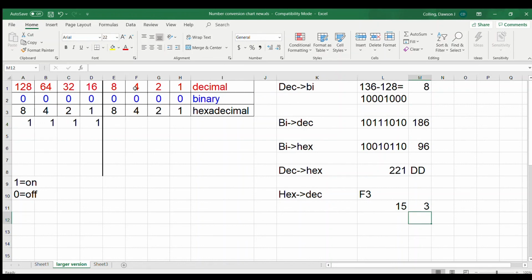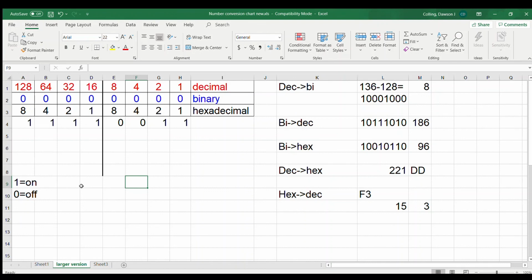8 and 4 cannot be subtracted from 3 without being a negative number, so those two will be a 0. 2 can be subtracted from 3 and still get a positive number, so that's a 1. And 3 minus 2 is 1. 1 minus 1 is 0. You get it. And now it's the exact same process as converting binary to decimal.